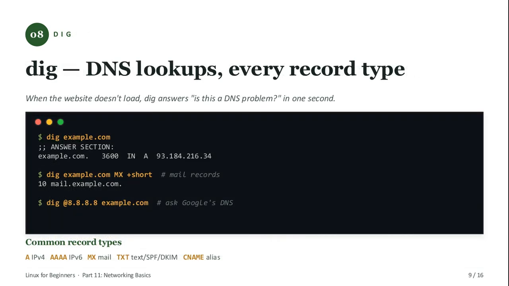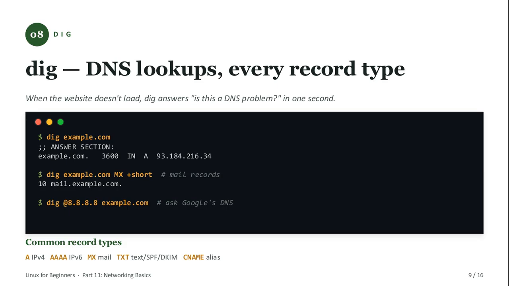But before you can talk to a server, you have to find it. And that's where dig comes in. A plain dig example.com gives you the IP address behind the name, and that alone answers the most common outage question. Is this a DNS problem or something else?